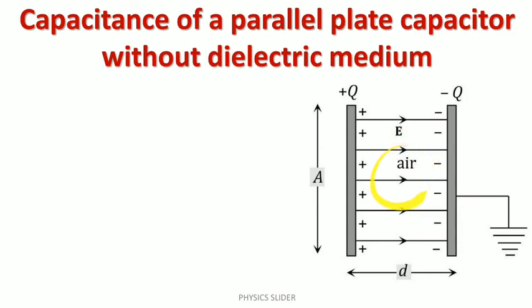So in this condition, there is no dielectric or any insulating material between these two plates. The plates are separated by a distance d, and both the plates have the surface area A. Suppose the charge plus Q is provided to this plate. This becomes positively charged. Due to electrostatic induction, the inner side of this plate becomes negatively charged and the outside becomes positively charged. The outside surface becomes positively charged. So where does this positive charge go? This is grounded.